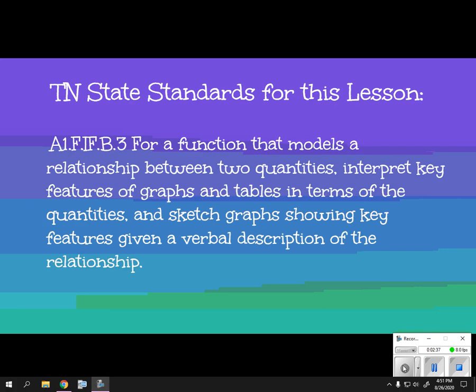So our standard for this lesson is that for a function that models a relationship between two quantities, we're going to interpret key features of the graph. So we're going to have high points, we're going to have low points, things like that. We're going to identify what those key features mean. We also can sketch graphs showing key features given a verbal description of a relationship.